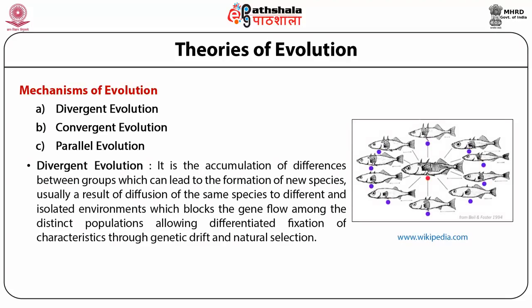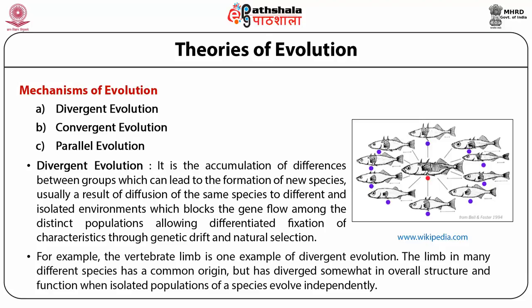It is the accumulation of differences between groups, which can lead to the formation of new species, usually a result of diffusion of the same species to different and isolated environments which block the gene flow among the distinct populations, allowing differentiated fixation of characteristics through genetic drift and natural selection. Primarily, diffusion is the basis of molecular division, and can be seen in some higher level characters of structure and function that are readily observable in organisms.